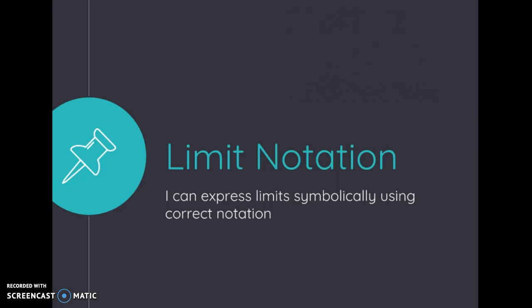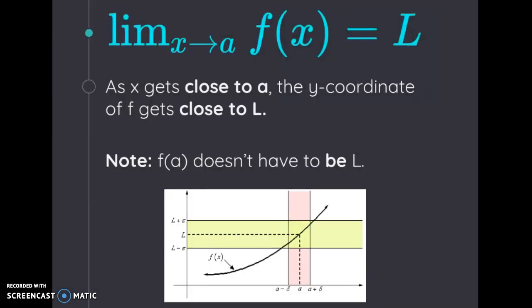All right, first thing is limit notation. You need to understand limit notation and what that looks like. So here's limit notation. What it says is the limit as x approaches a of some function f of x equals L. And so as x gets close to a, then the y-coordinate of the function gets close to L.